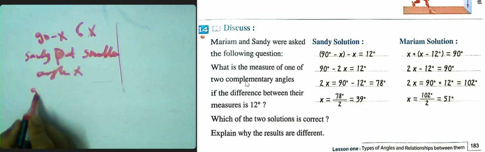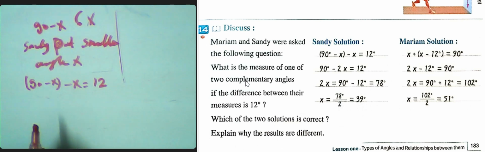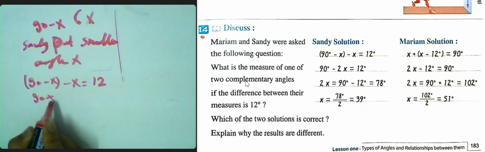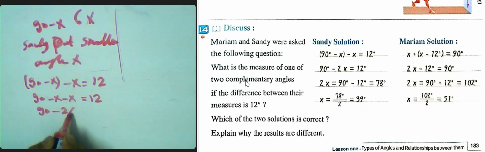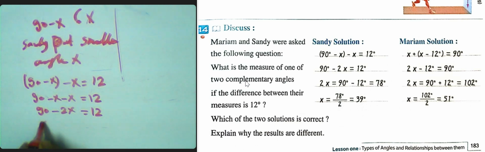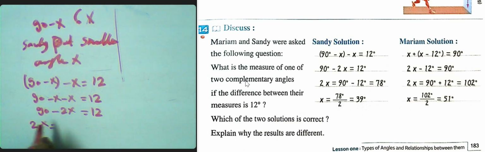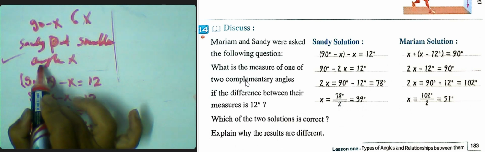Then you can write 90 minus x subtract x equals 12. As the next step we find the difference between them by writing 90 subtract x subtract x again equals 12. Then the result will be 90 subtract 2x equals 12. The value of x equals what? We move the 2x to the right hand side: 90 minus 12 equals 78, divided by 2, then the value of x equals 39 degrees. The solution of Sandy is true because Sandy put the smaller angle.